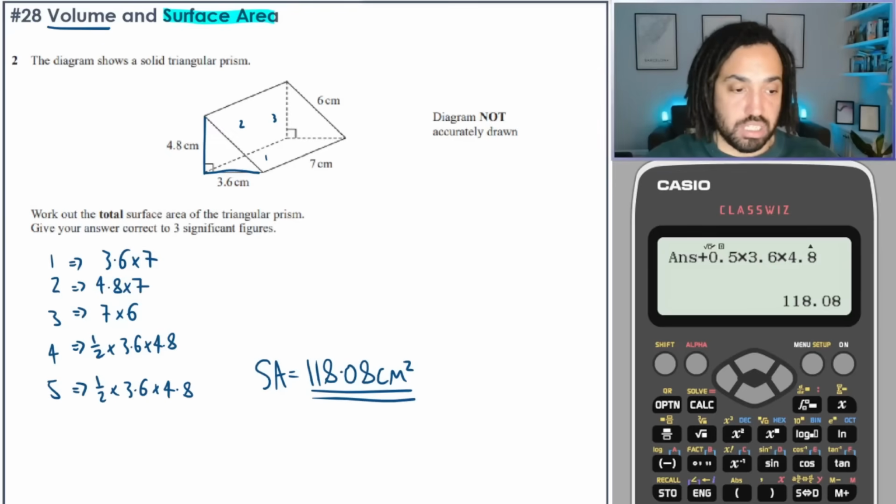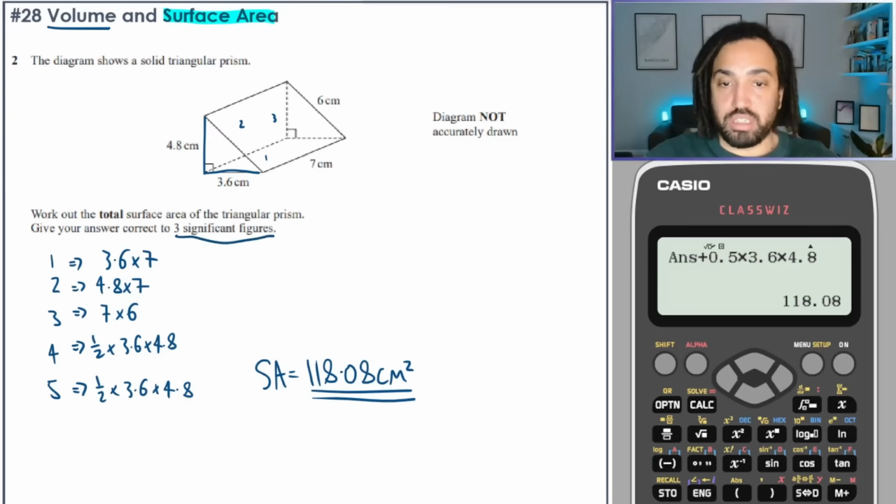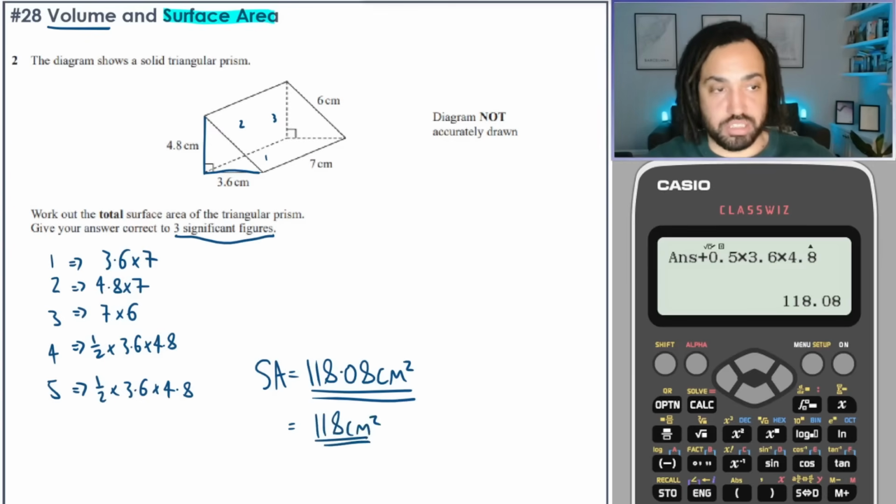Whoa, steady up, hold up, before you slam me in the comments. 3 significant figures, so that is just as such.